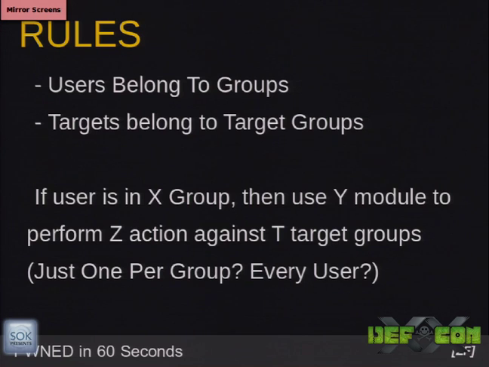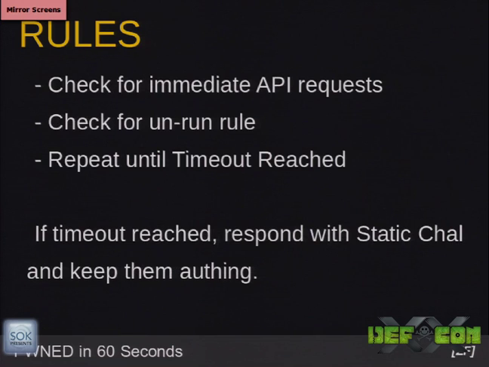So we write these rule sets basically to say if a user is in this group and they're in this module, perform this action against these targets. And should we do it just once or per every user? But I'll show that in a second. The rule sets go through this sequence of automatically looking for these API requests, looking for these rules, and keep doing it until it times out. And if it times out, keep the user authenticating by not letting them time out and disconnecting them, but doing a challenge.